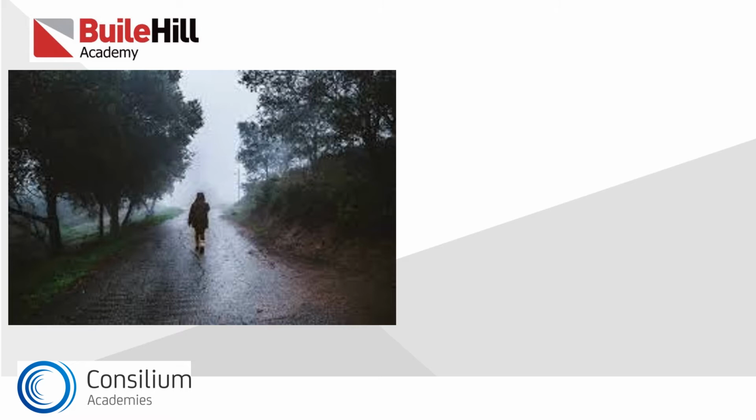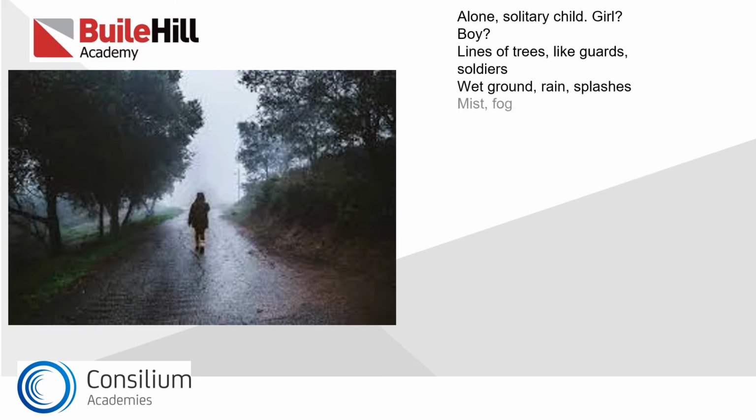Okay, if you're back on again, 30 seconds, you've got a few ideas. It might be something like these ones that I've got here. So there are some of the ideas that I just thought of as I saw this picture for the first time. We've got someone who's alone, a solitary child. Is it a girl? Is it a boy? We don't know, but we'll have to decide. Lines of trees. I thought they were like guards on either side of her, intimidating her, like soldiers possibly in a war zone. On the ground, it's wet. We've got rain, we've got splashes.